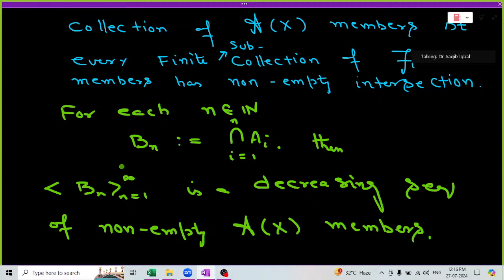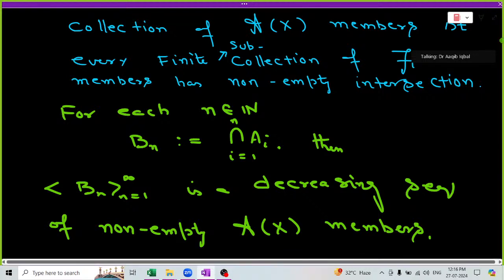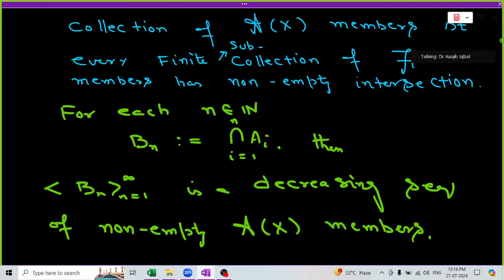Because arbitrary intersection of script A sub X members is an AX member. ये भी है ना, every Bn is an intersection of AX members, so every Bn will be an AX member. Bn's are decreasing also, and Bn's are non-empty also. क्यों? Because about fancy F we are assuming every finite sub collection of fancy F members has non-empty intersection. Since these A_i's are running from 1 to n, they make up a finite sub collection of fancy F members, so their intersection will be non-empty. So therefore Bn's will be non-empty.